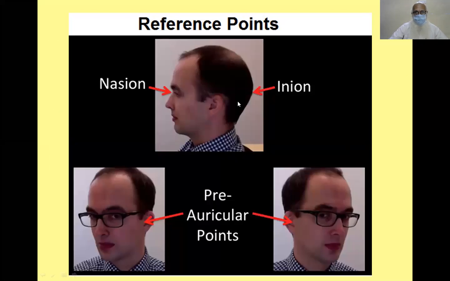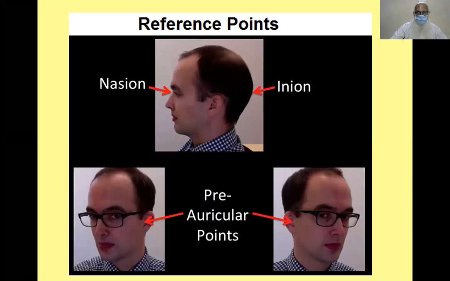Now we come to the points where the electrodes are attached. There are some reference points. Here, at the pitch of the nose, we will call it nasion. And if you feel an elevation at the back of the head, you refer to it as inion. Then, in front of the earlobe, you have the auricular point.